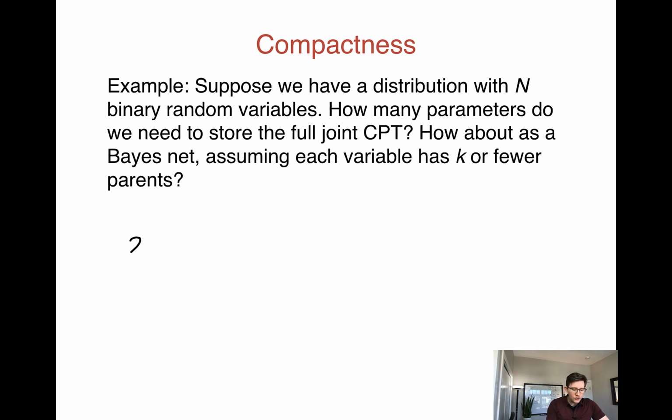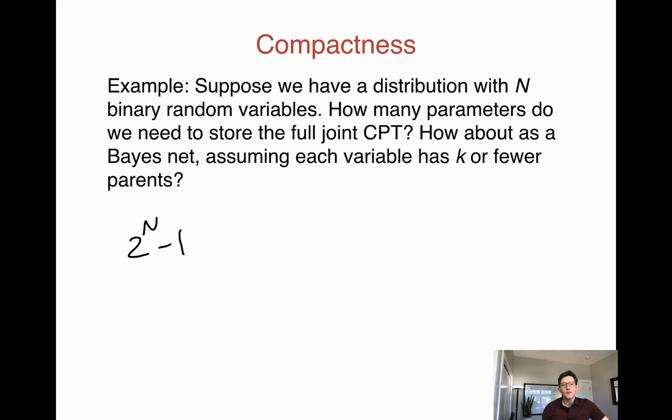Well, we need 2 to the n. That's the number of possible assignments to those n binary random variables. If we're going to be especially smart, we can realize it's actually 2 to the n minus 1, because the distribution has to sum to 1, so the last one is implicit, but that's not too important. Okay, so that's the answer to the first one.